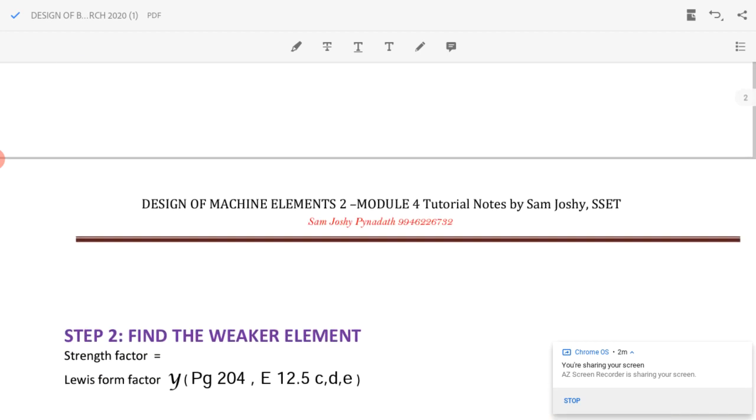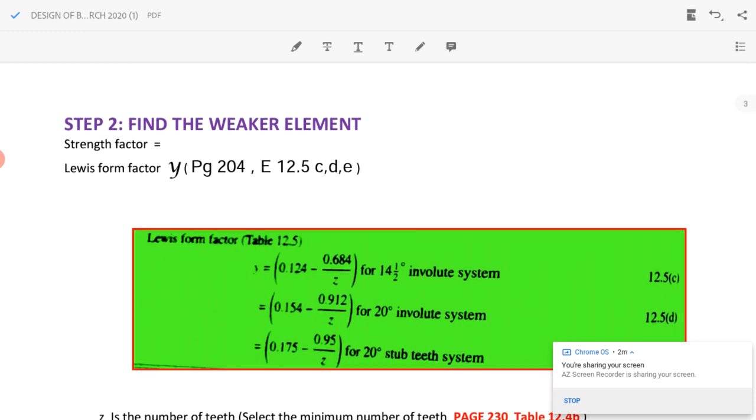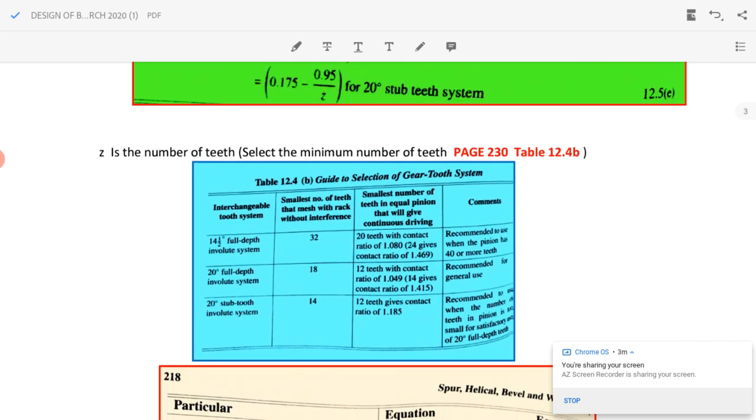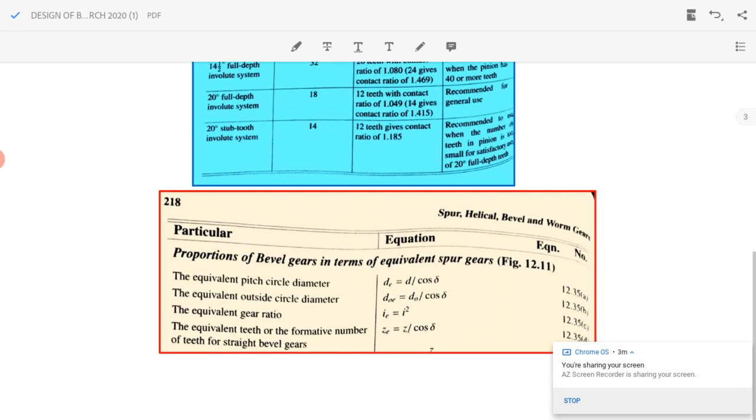After finding the material, we have to select the weaker element. So we have to consider strength factor. Strength factor equal to sigma D into Y, where Y is the Lewis form factor. For bevel gears, Lewis form factor should be based on the virtual number of teeth, and virtual number of teeth can be found from the equation. We have ZE equal to Z by cos delta, equivalent number of teeth, or the virtual number of teeth, where Z is the number of teeth.